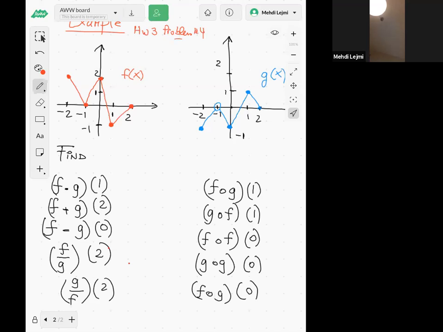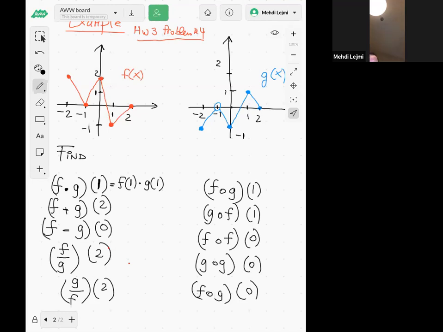Okay, guys. So what I'm gonna do, I'm gonna show you how to find the first ones, and then you're gonna do the rest. So I'm gonna show you how it works. This is f times g, right? The dot means multiplication. F times g of 1. So f times g is f of x times g of x. But the thing is, my x is 1. So when I write f times g of 1, it means f of 1 times g of 1.